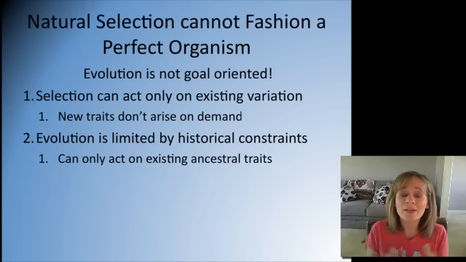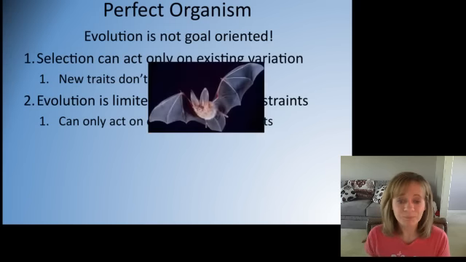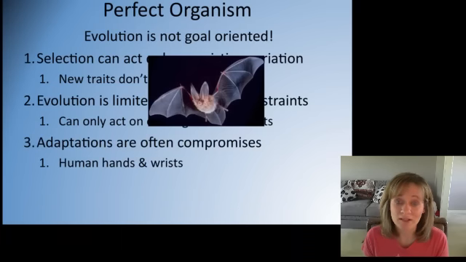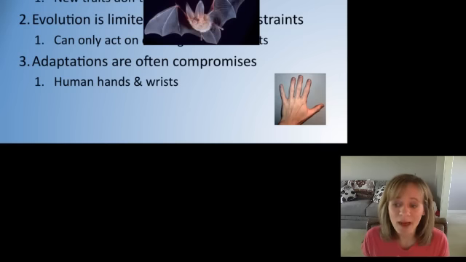Evolution is also limited by historical constraints. What traits are already there from the ancestor? So you can't just overnight grow new structures and new traits. Those structures have to adapt and be modified. So that would be a classic example of how the bat has modified its limbs to be wings. It's a mammal. Adaptations are often compromises. So just because you get something really good out of it, there might be a downside to it. So the human's hands and wrists is a really good example of how that is a compromise. So we have very, very good dexterity, but it's not very sturdy, is it? Those bones are very, I wouldn't say brittle, but you could break them fairly easily.